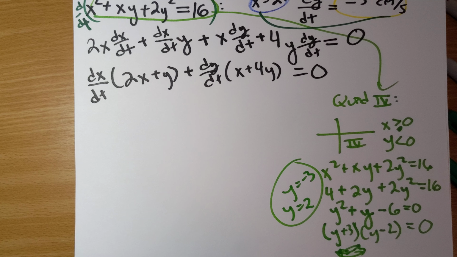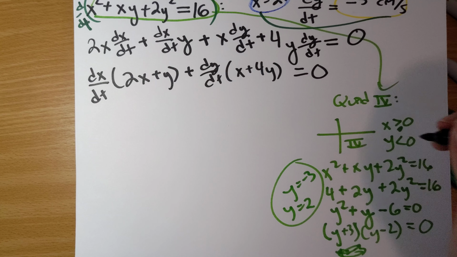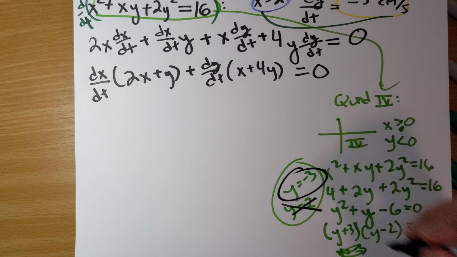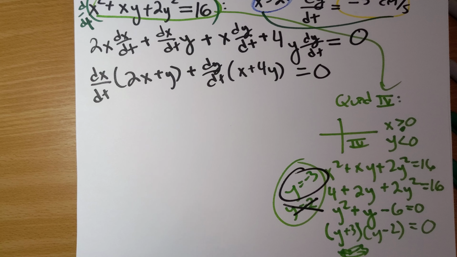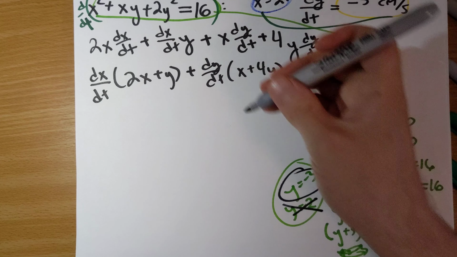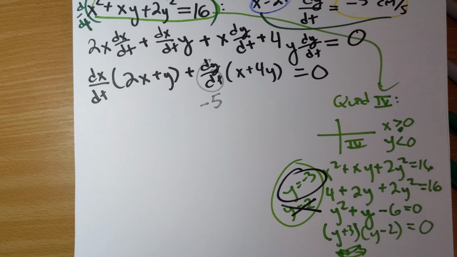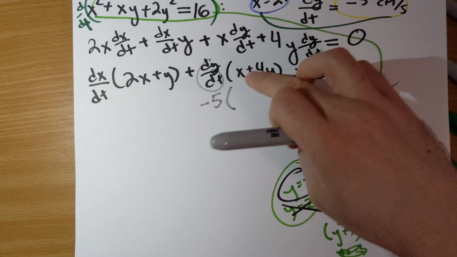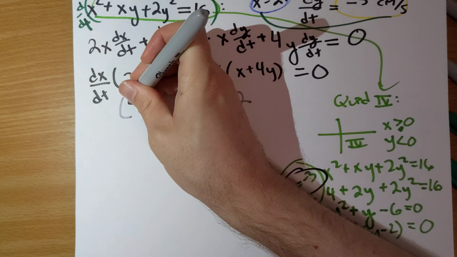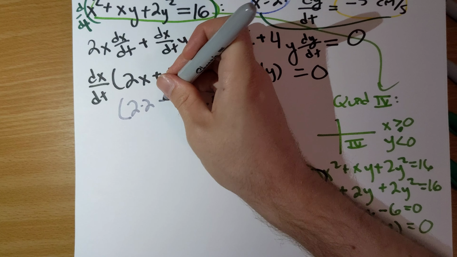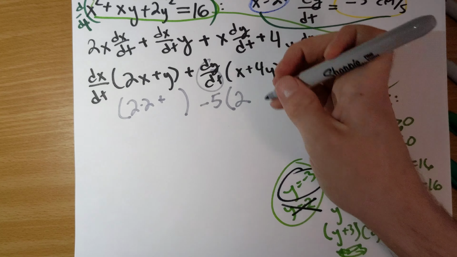Okay, so what do we care about? Quadrant 4, we want y negative. Cross out y is 2. Choose y is negative 3. And so now realize that we have information here about dy/dt. That's negative 5. We have information here about x. x is 2. We have information here about y. y is negative 3.